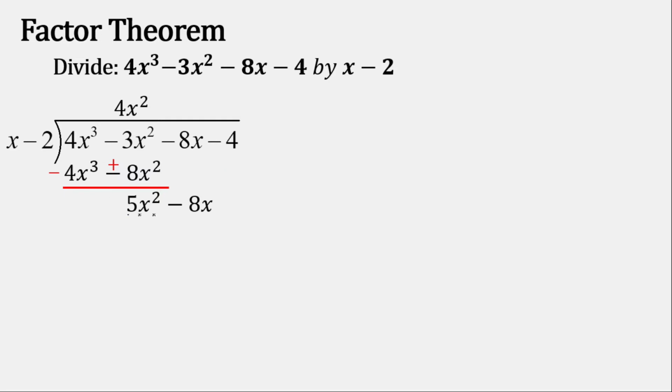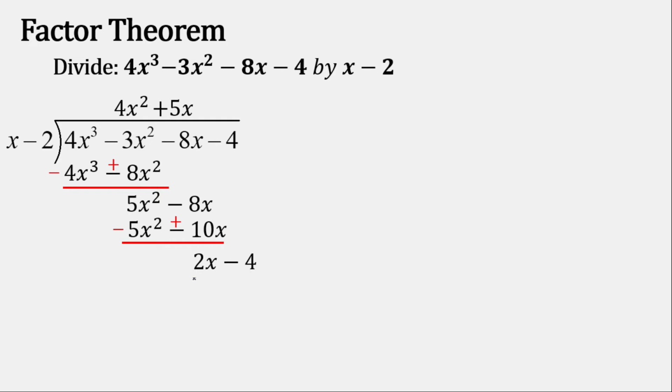So 5x squared divided by x would be 5x. Then 5x, let's multiply 5x by x minus 2. That would be 5x squared minus 10x, because it is negative. Now let's subtract them by changing the sign and proceeding to addition. So we cancel this out, and this one will become positive 2x. Then let's bring down 4.